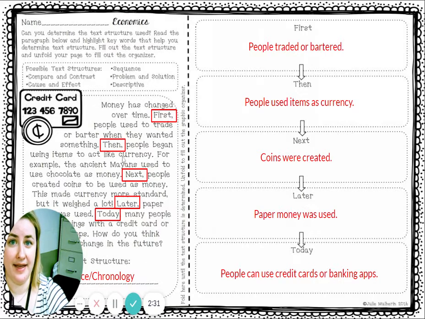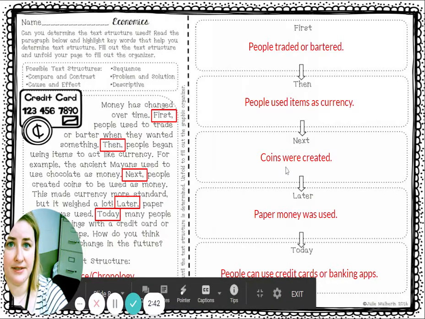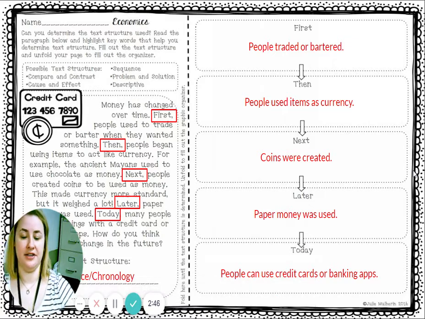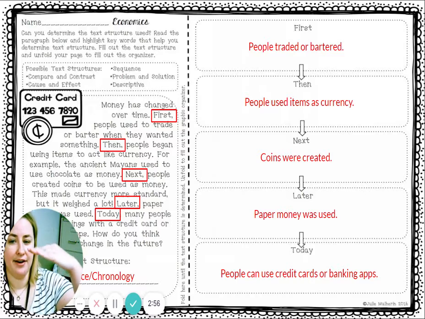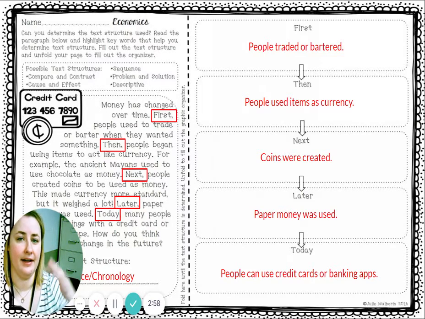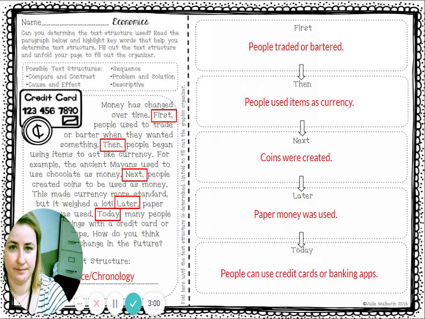We see the signal word then. People use items as currency. We see next here. Next, coins were created. Later, paper money was used. And then today, people can use credit cards or banking apps. So you can see those signal words and that are pretty obvious. Those ones aren't really in one of the other text structures. So we see that ladder, 1, 2, 3, like 5 things that happen.